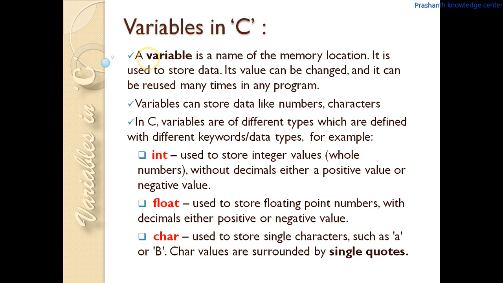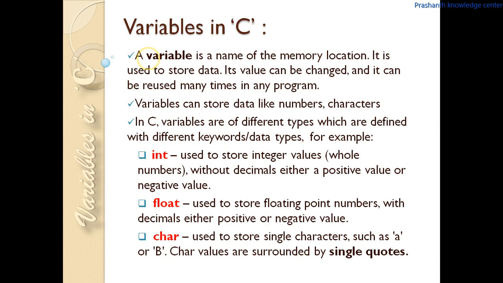That is, for a memory location, we are giving a name. That name is called the variable. Variables can store data like numbers and characters, and in C, variables are of different types which are defined with different keywords or data types. For example, here int, float, char, these are the data types. Let us see the syntax later, and the data types I'll explain in the next classes.